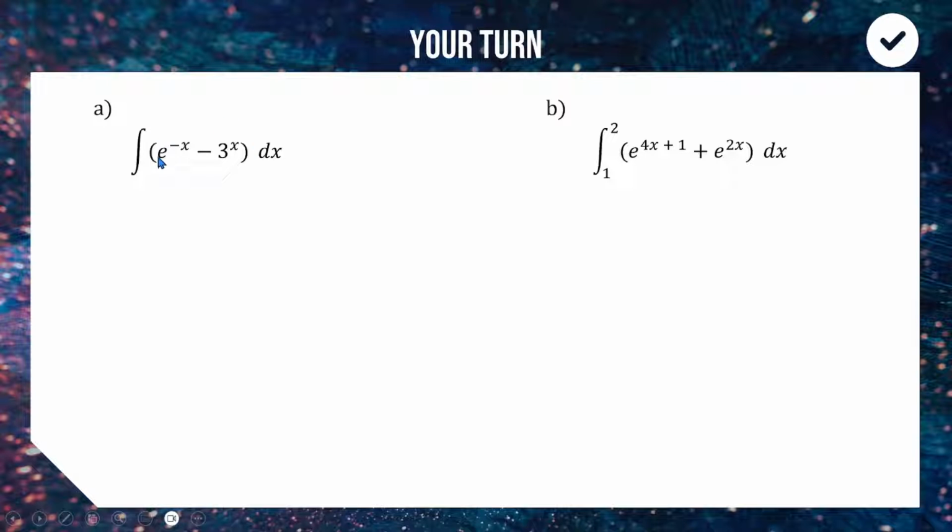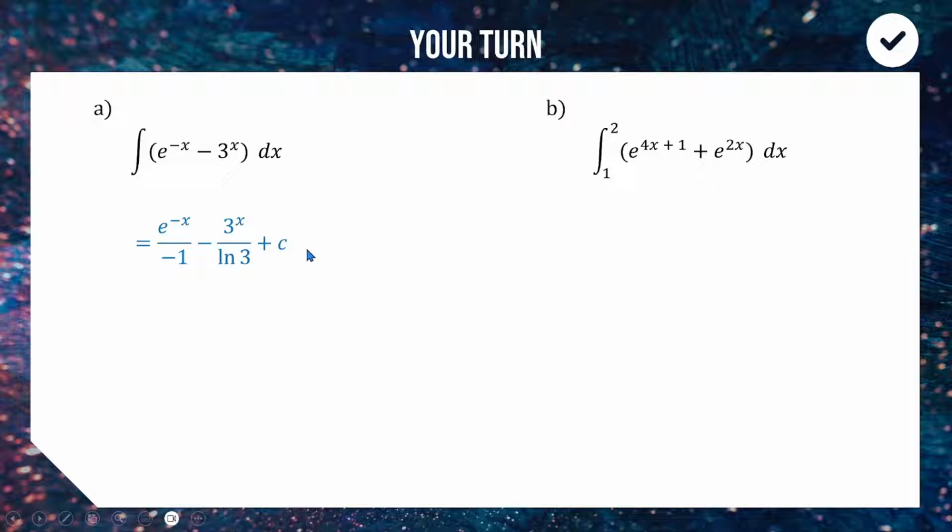Okay, first one, e to the minus x integrates to e to the minus x, but we are going to divide by minus 1 because that's the derivative of the power. If I say it 400 times, you might remember it. And 3 to the x is going to remain as 3 to the x, but we are going to divide by ln 3 because the base is different. The base is not e. So there we go, e to the minus x divided by minus 1 minus 3 to the x divided by ln 3 with a constant.